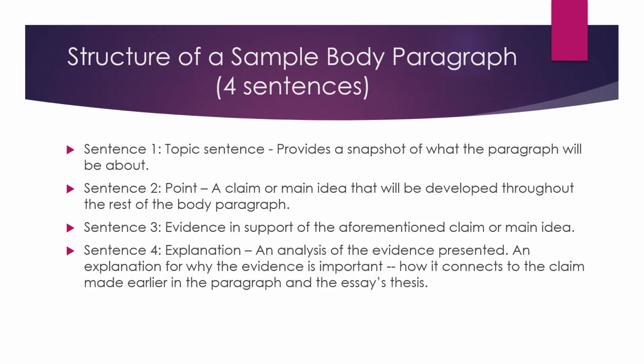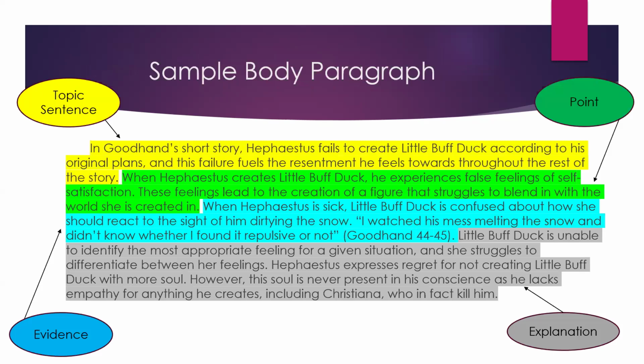In sentence four, you would provide an explanation, so an analysis of the evidence that you just presented earlier, an explanation for why the evidence is important, how it connects to the claim that you made earlier in the paragraph, and how the overall paragraph or the overall claim connects to your thesis statement. Let's take a look at the sample body paragraph.